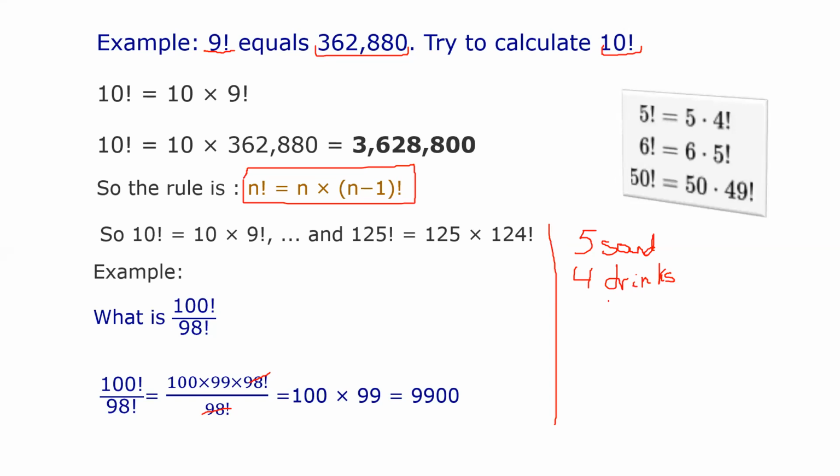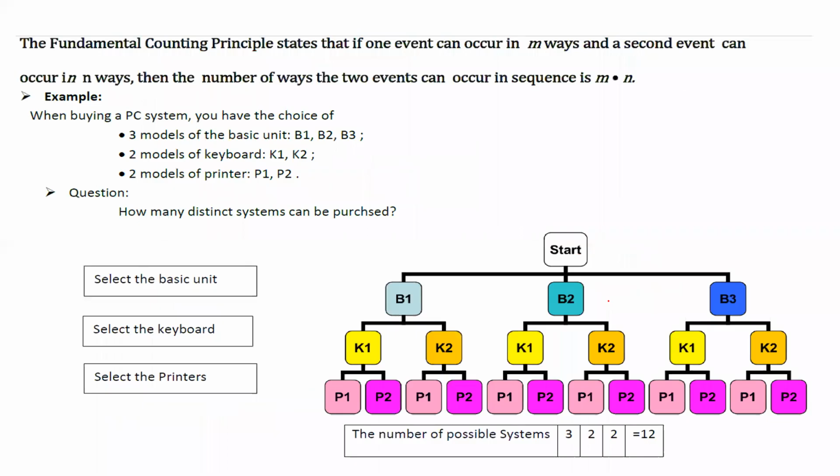So you want to take one sandwich and one drink. You can take the first type of sandwich with the first drink, the first type of sandwich with the second drink. So 5 factorial times 4 factorial. Not correct. Let's check.